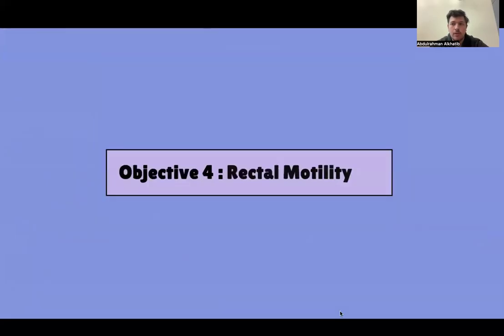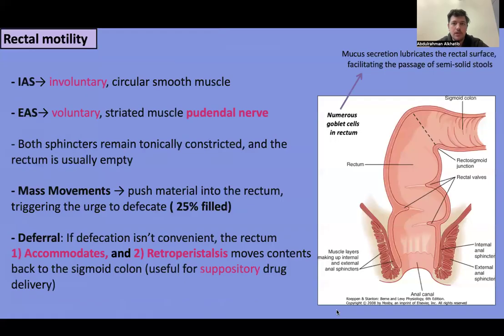Now, moving on to the rectal motility. First of all, we have the internal anal sphincter and the external anal sphincter. The internal anal sphincter, as you can see here, is made up of circular smooth muscles, and it's under our involuntary control. The external anal sphincter is a striated muscle, a skeletal muscle, okay? And it's innervated by our pudendal nerve, by somatic innervation.